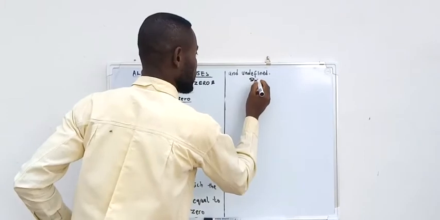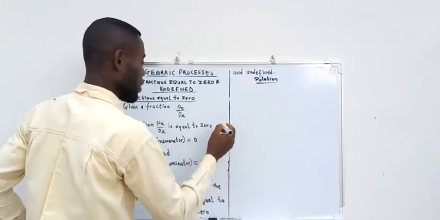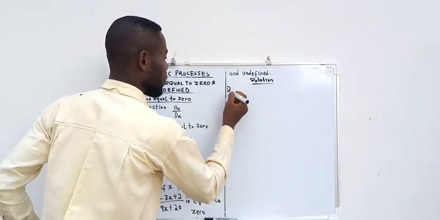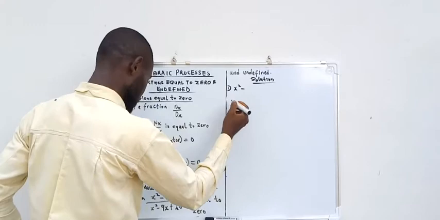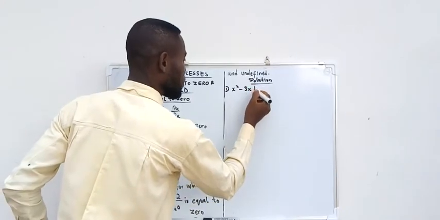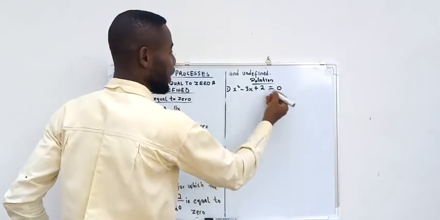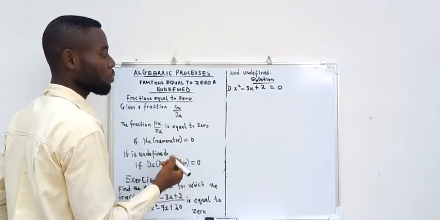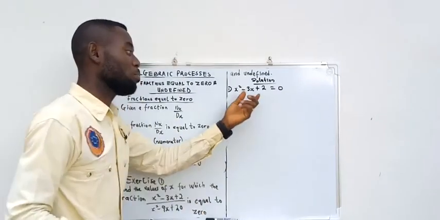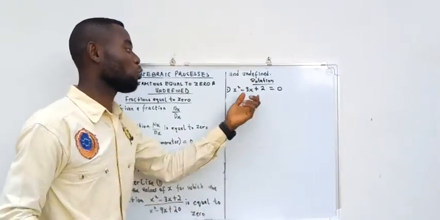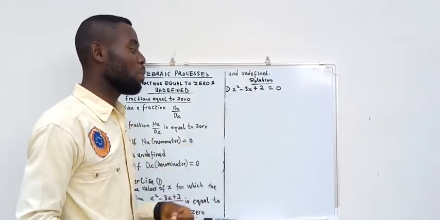Solution. One. x squared minus 3x plus 2 equal to 0. We say the equation is equal to 0. What do we do here? I'm going to use the factorization method to solve this quadratic equation.